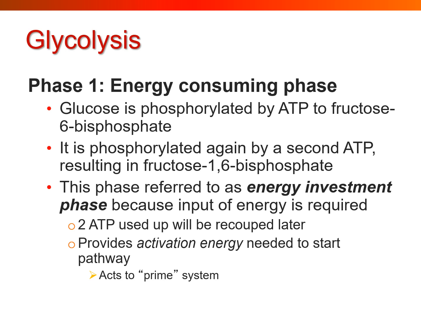Okay, so this first part is the energy consumption phase. This is where we have to invest a little energy to get the ball rolling. 2 ATP are going to be used, but the good news is that this process will produce 4 ATP, so we end up with a net of 2.